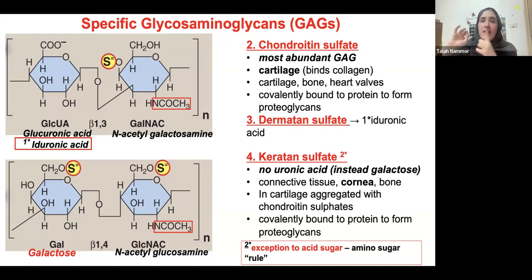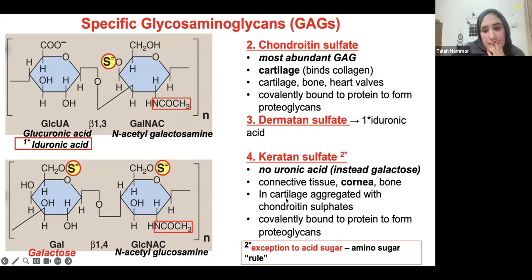The rest are made up of N-acetyl galactosamine, so chondroitin sulfate and dermatan sulfate. Chondroitin is with G. Guys, you know how in the DNA we have A with T and C with G? So that's how you remember. Chondroitin is with C, G, glucuronic acid, CG. It's not related to DNA, but in my head, C with G reminds me of DNA. Anyways, chondroitin sulfate, glucuronic acid. Dermatan sulfate, on the other hand, iduronic acid.